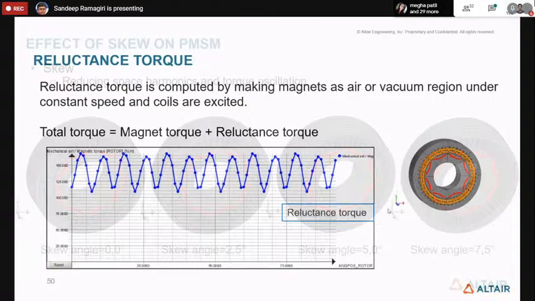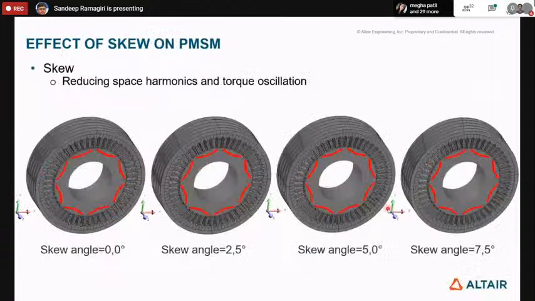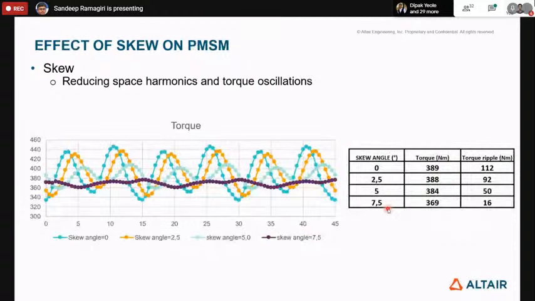And then it's also important to do the skewing, as I said. To reduce the cogging torque or the torque ripple, we normally skew either stator slots or rotor slots. So for this machine, I have skewed the stator slots from 0 to 7.5 degrees, and you can see here how my torque ripple is being reduced. From 0 to 7.5 degrees, it has been reduced from 112 Newton meter to 16 Newton meter. The torque is reducing, but it's manageable.